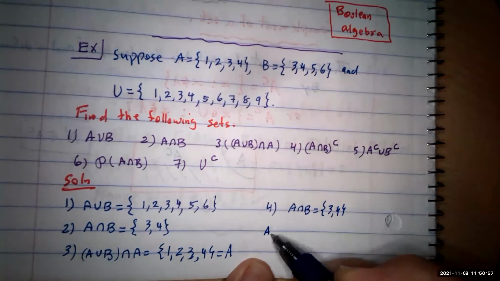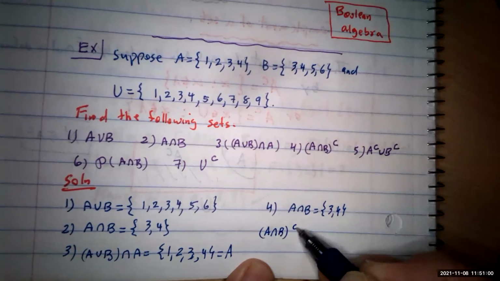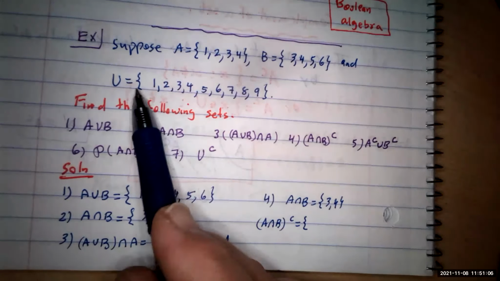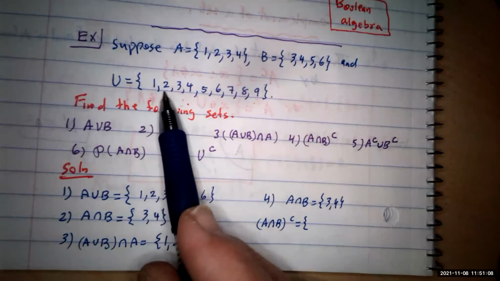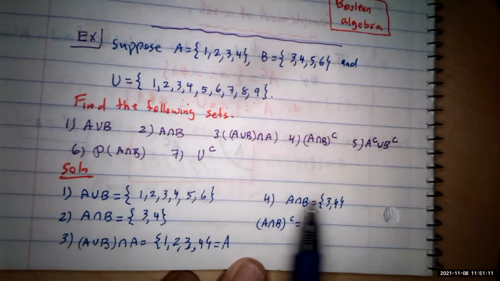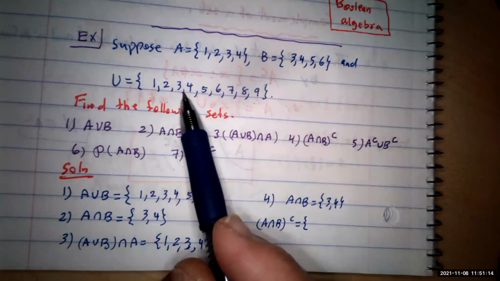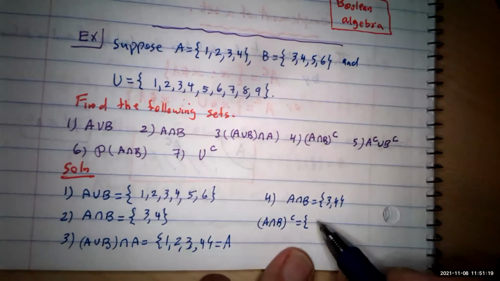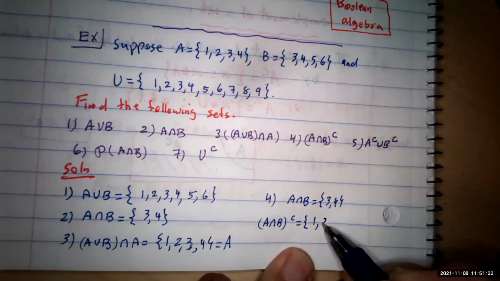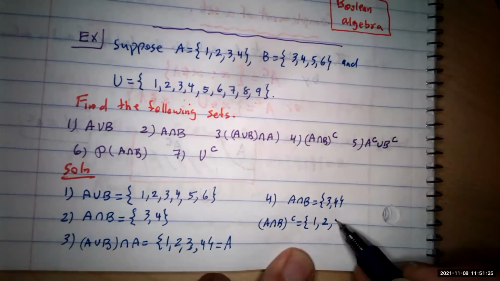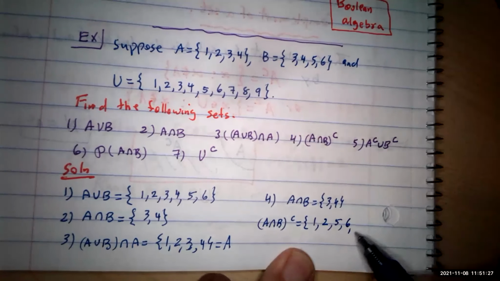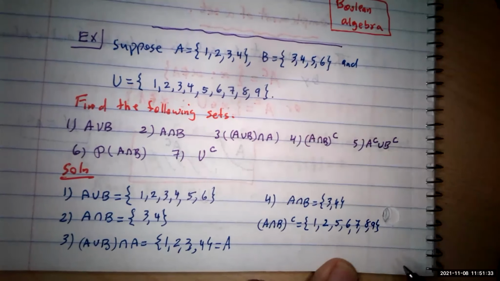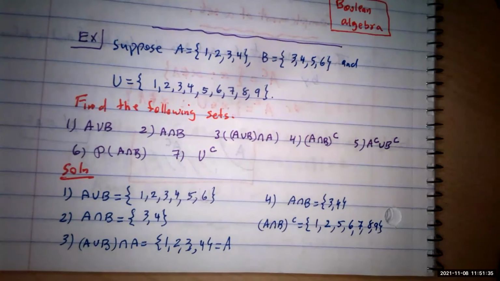So for the complement, you know that you are going to go to the universal set and you drop the 3 and the 4. This is your universal set, okay? So what you're going to do is drop the 3 and the 4, and the leftover is anything that is not in A intersect B. So you're going to have 1, 2, 5, 6, 7, 8, and 9. So that's going to be the complement of the intersect. Any question?